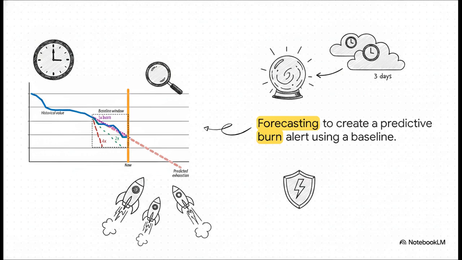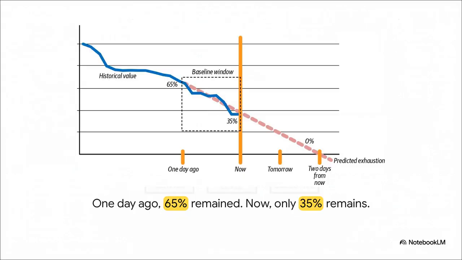Instead, we use a baseline window of recent historical data, maybe the last hour or the last day, and we linearly extrapolate that trajectory forward. Depending on the current rate of failure, we can predict exactly when the budget will cross that 0 line in the future. Are we crashing in 3 days, or are we crashing in 3 minutes?